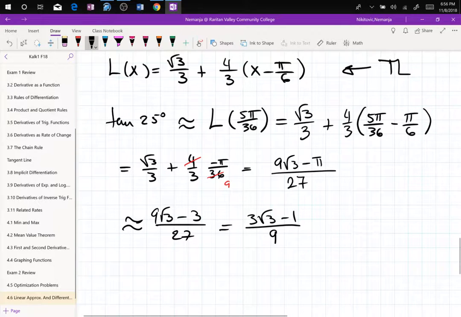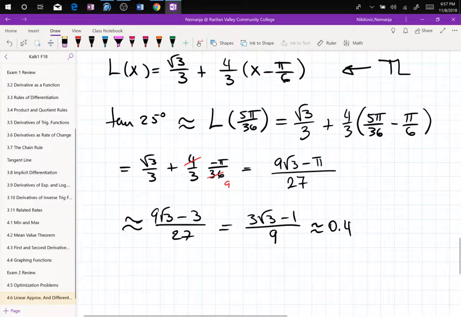Just one sec. So that's the value. This value here, root 3, is about 1.732, and times 3 is about 5.2. Oh, I missed the mark. I'm 6 cents off, right? Keep the change.